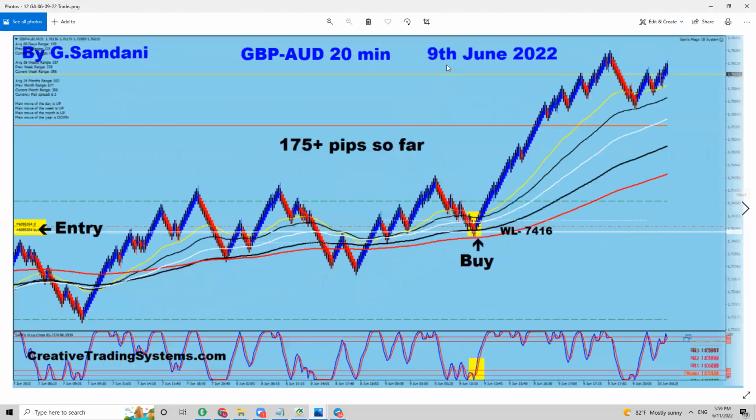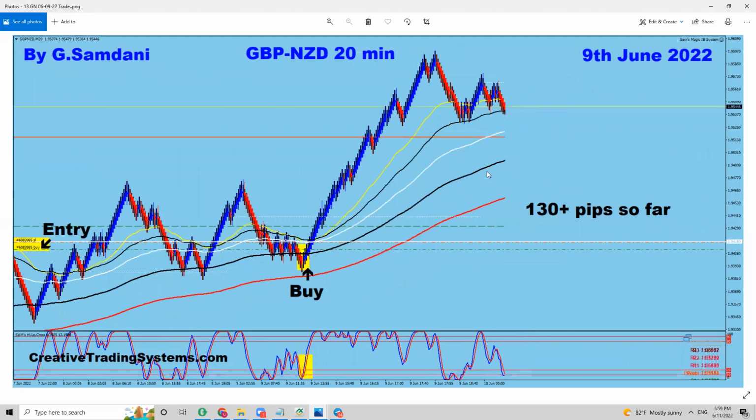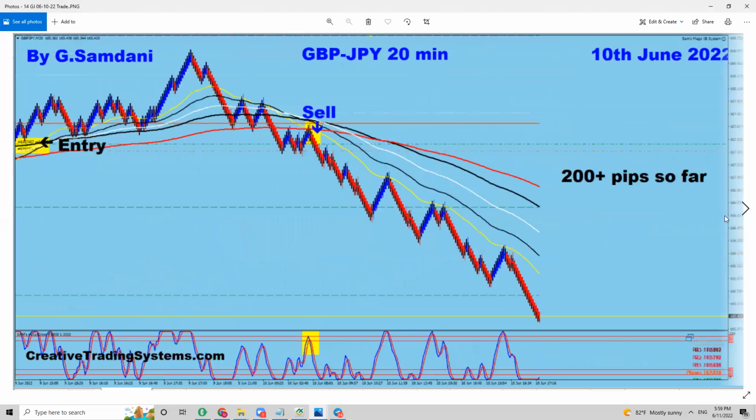And then on the 9th, pound Aussie for 175 pip. I was actually waiting for a short entry, but news came out the other way, and boom, it went up. So I found the entry, and that's it. And on the 9th, pound Aussie again, it went up 130 pip. And on the 10th, pound yen to the downside.